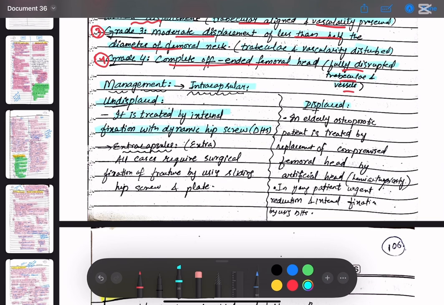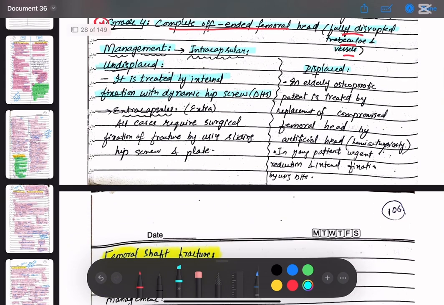If it is a displaced type in an elderly osteoporotic patient, it is treated by replacement of the compromised femoral head by an artificial head. What has happened is that the compromised head is replaced by an artificial femoral head. In a young patient, urgent reduction and internal fixation is done, and an elderly osteoporotic patient is treated by replacement of the compromised femoral head by an artificial head, that is hemiarthroplasty. Okay. In extracapsular fractures, all cases require surgical fixation of the fracture by using sliding hip screw and plate.